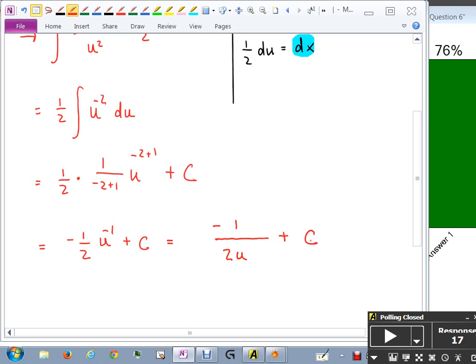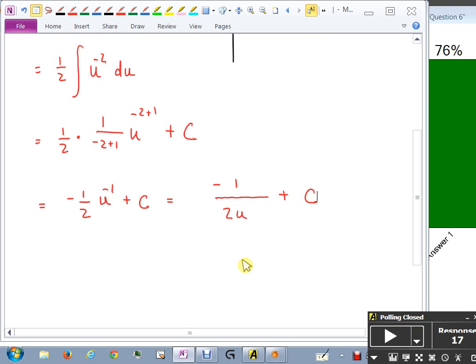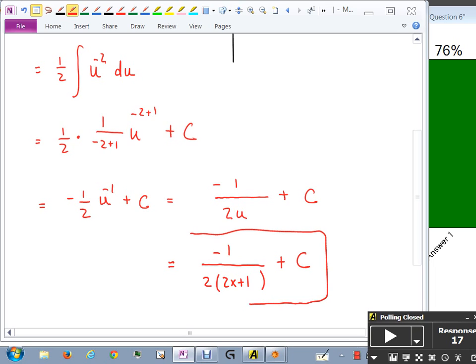By the way, you could leave it as u to the negative 1. That would be fine. But you do need to do one more thing. What is it? Back substitute u. So you need to plug u back in, right? Your answer needs to be in terms of x. So we would have negative 1 over 2, and then what was that, u? 2x plus 1 to the first power down there, and then plus c. Could you distribute that 2 through the bottom? Yes. Do you have to? No.